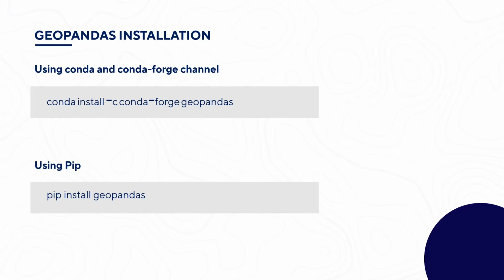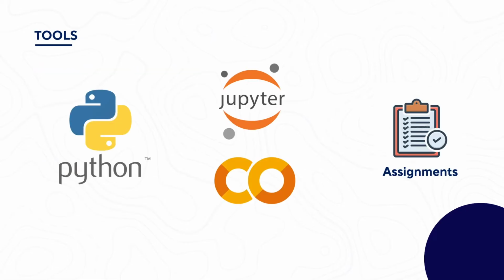So for installing Geopandas, you have two ways. Either you can use Conda and the conda-forge channel, so for this you have conda install -c conda-forge geopandas, or you can use pip install directly. I usually use pip install for Geopandas installation.